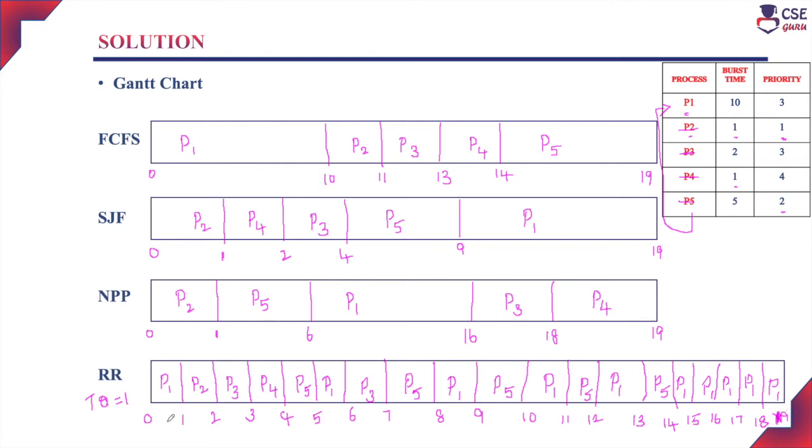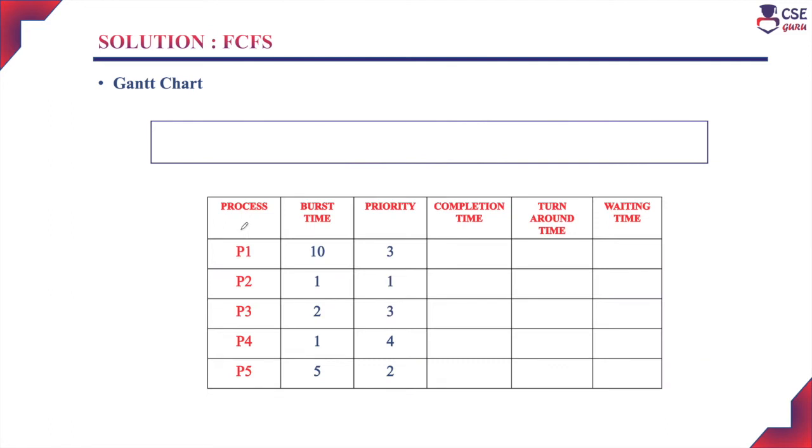Now all the processes have completed their execution with the CPU based on round robin scheduling. We have constructed the Gantt chart for all the algorithms, that is FCFS, SJF, non-preemptive priority and round robin scheduling. The second and third questions in the given problem are to find the turnaround time and waiting time for all the processes in each of the algorithms.